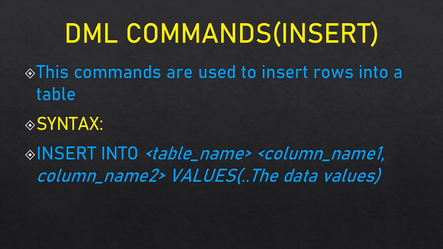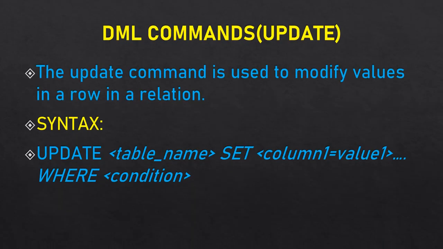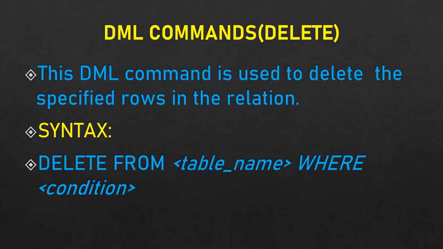The insert command is used to add records to a table. This is the syntax: you insert into the table name, the columns, and the values. The update command is used to modify existing data. You cannot update a record that is not already inserted. So update is used to modify existing records, and then the syntax. Next, you have the delete command. The delete command is used to remove records from a table. If by chance in the future you find out that you don't want a record again, you can use the delete command to simply delete the record.